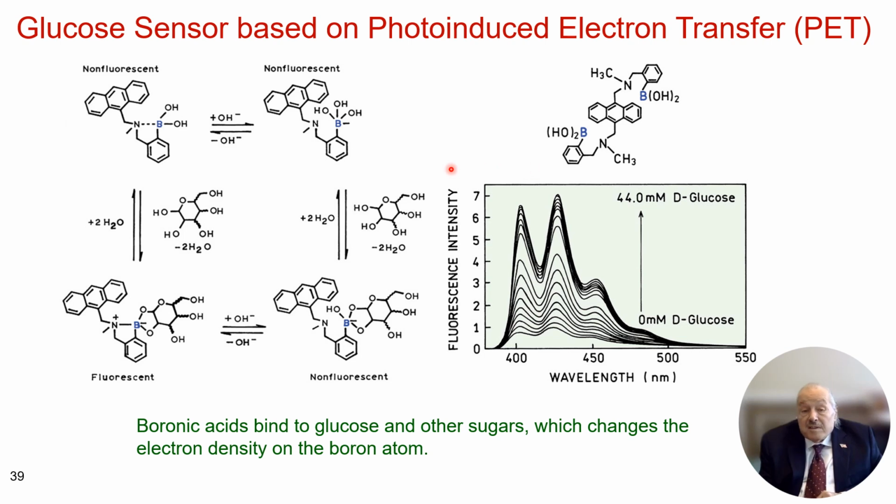But all of these sensors work the same way, except they're using a boron group rather than just the nitrogen to remove electron density from the nitrogen. And when a glucose binds to them, the fluorescence goes up in the same way because some of the electron density has been removed from that nitrogen group.